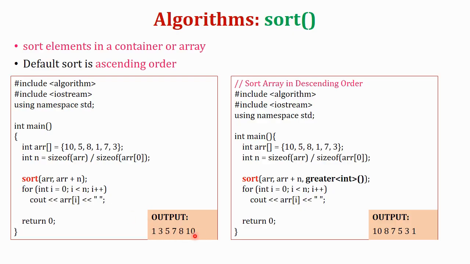See, it is showing in the ascending order. And next, if you want to show the descending order, there is one small difference. Here, additionally, we are adding a third parameter. For example, arr, then similarly arr plus n, comma, greater<int>(). If you call this function, it will show the output in descending order.